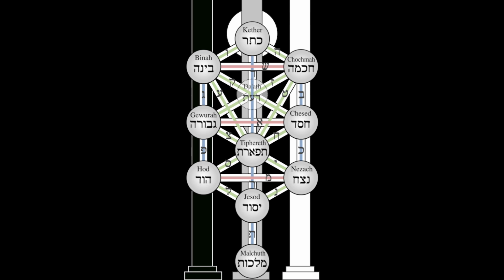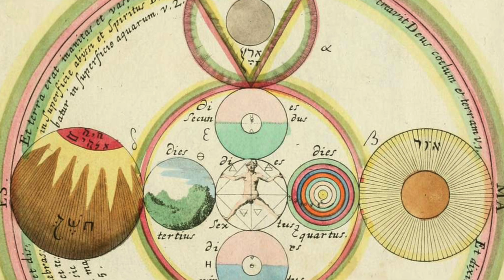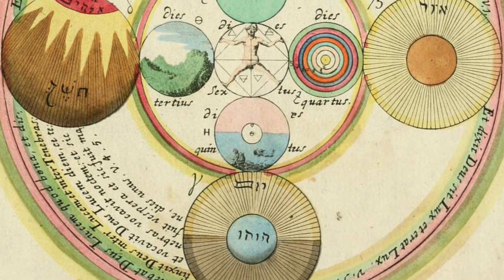The left pillar is the feminine pillar and is represented by the color black. The right pillar is the masculine pillar and is represented by the color white. And then the middle pillar is the harmony and the union between the two. When we're talking about these masculine and feminine energies, we're not talking about male and female as people. We're talking about internal and external, form and force.